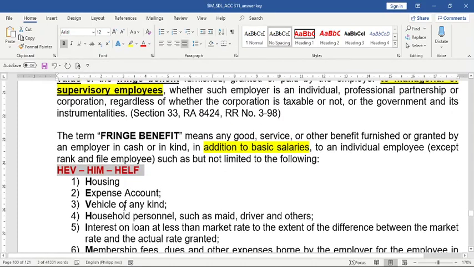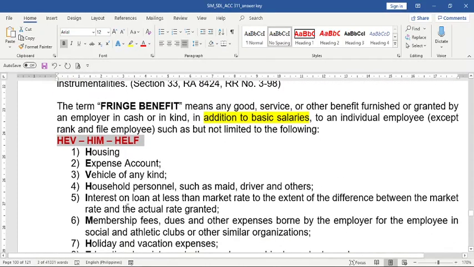So these are the fringe benefits. The acronym is HAVE, HIM, and HEALTH. So you need to familiarize yourself with that acronym and take note. This is only for the managerial employees. Okay?